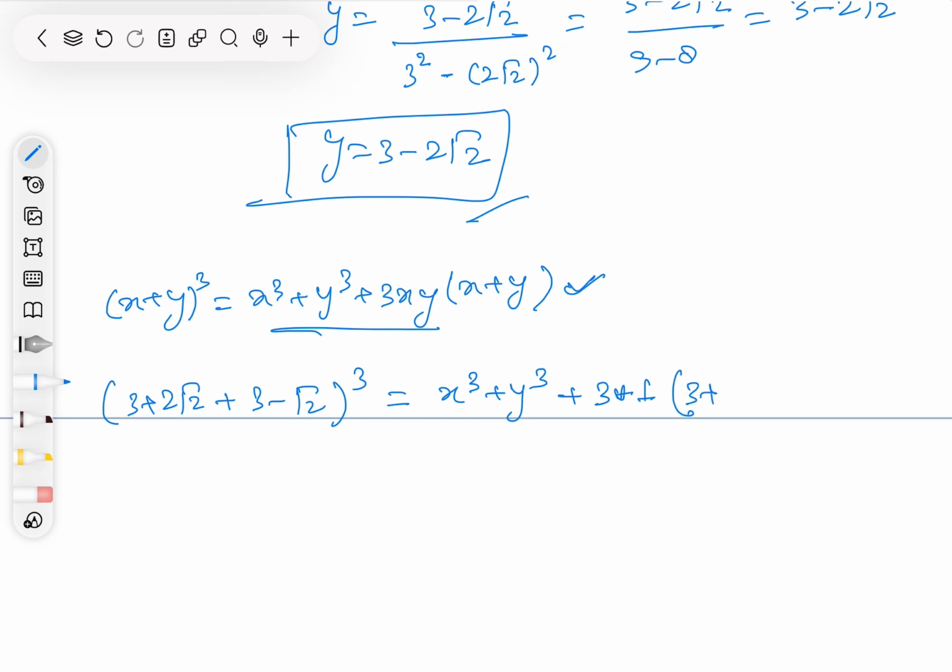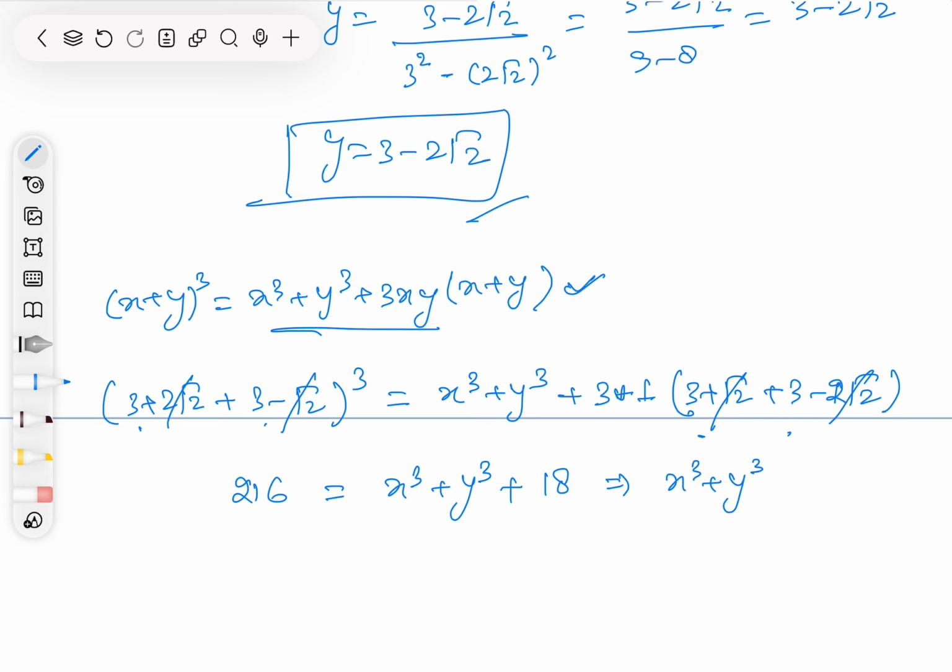X plus y will be 3 plus 2 root 2 plus 3 minus 2 root 2, that is x and y. Cut, cut, cut, cut. 3 plus 3, 6. So this will be 216 equals x cube plus y cube plus 3 times 3 plus 3, 6. That is 18. So x cube plus y cube is going to be 198.